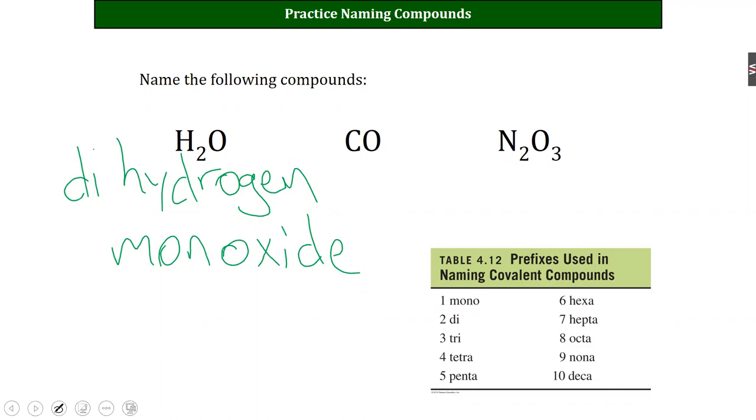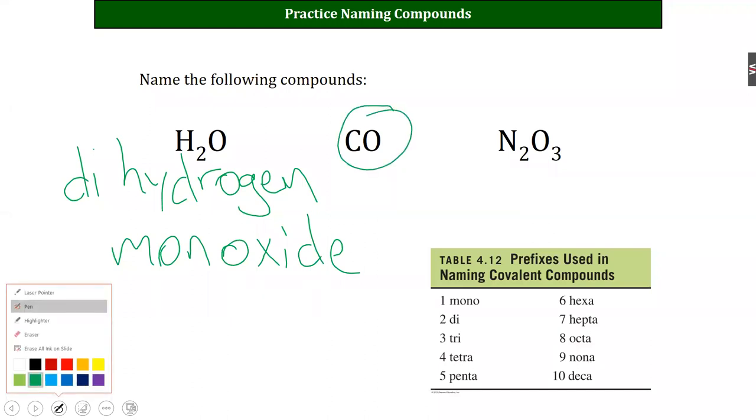How about the one on the right? What would that be? So I meant the one on the far right. Dinitrogen trioxide. The one in the middle is a little bit weird because we don't say monocarbon monoxide.